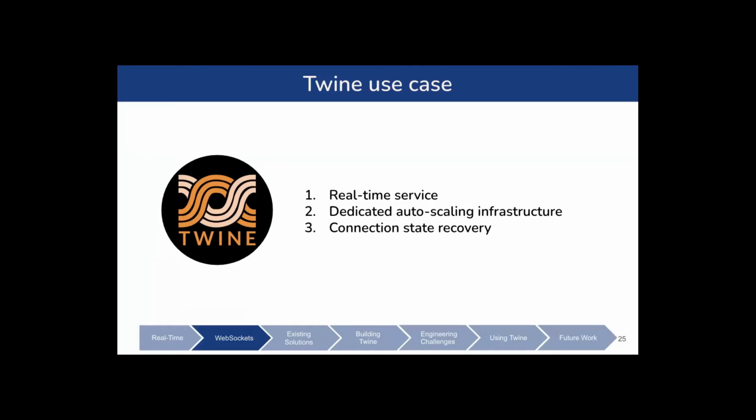Twine handles scaling and dropped connections by providing auto-scaling, developer-owned infrastructure with default connection state recovery. Before we show Twine's implementation, we want to lay the groundwork by explaining the scaling and dropped connection challenges and the solutions to those challenges.